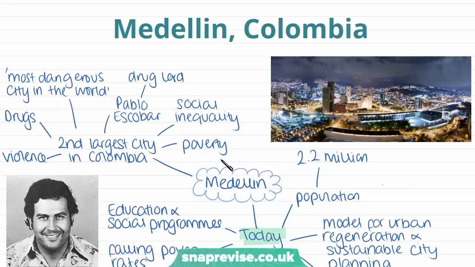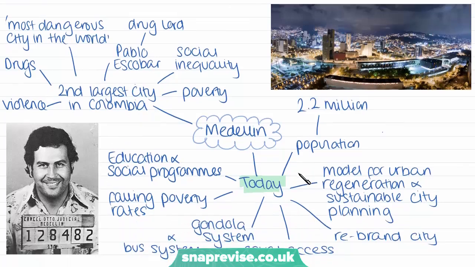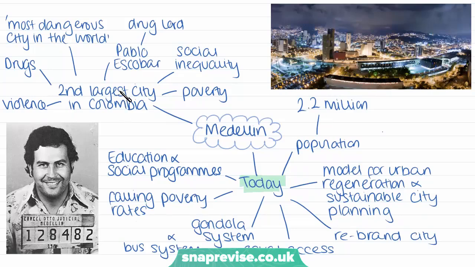So the city of Medellin in Colombia was affectionately nicknamed the City of Eternal Spring, and it is the second largest city in Colombia. But for a long period of time, it was associated with drugs and violence, and it was also named the most dangerous city in the world. And this had a lot to do with the notorious drug lord Pablo Escobar, seen in this photograph here, who pretty much controlled the city, and he had enormous power in the city until his death in 1993.